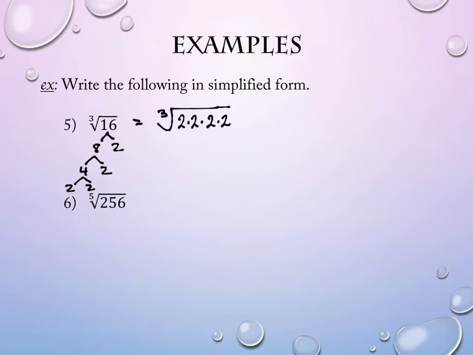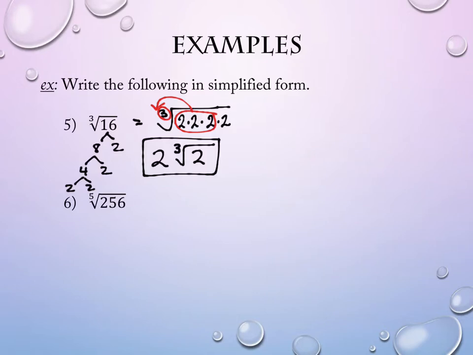So as long as I have 3 that match because of the cube root, I will pull it out one time. So there's a 2 on the outside, there's this 2 still underneath, and you still need to remember to write that it's a cube root of 2 that's left. The index doesn't go away. So this is 2 cube root of 2.